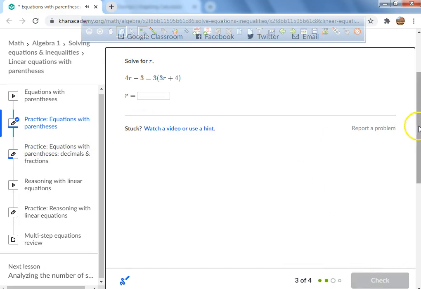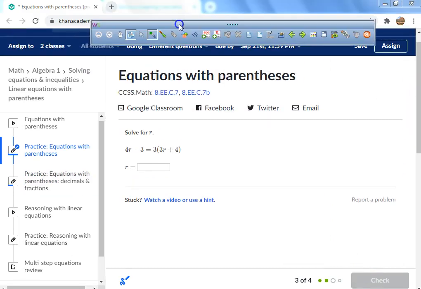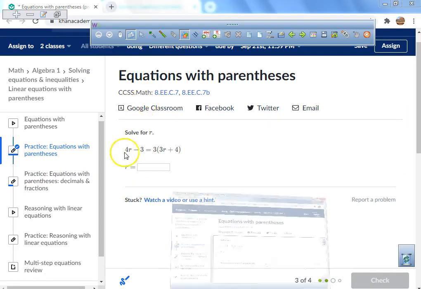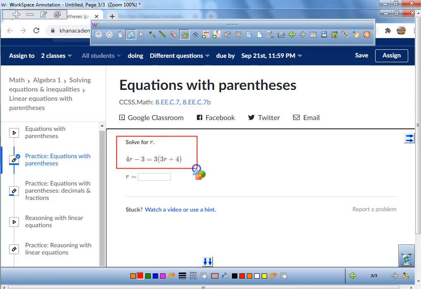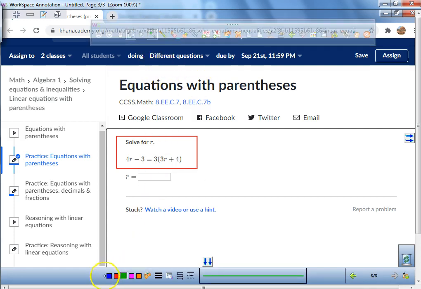All right, here's the last one we're going to do for equations with parentheses. Please write this down. We are going to solve for r. It's not going to take that long. We just got to make sure we take our time and do it right. So we have 4r minus 3 equals 3 parentheses 3r plus 4. That's what we have.